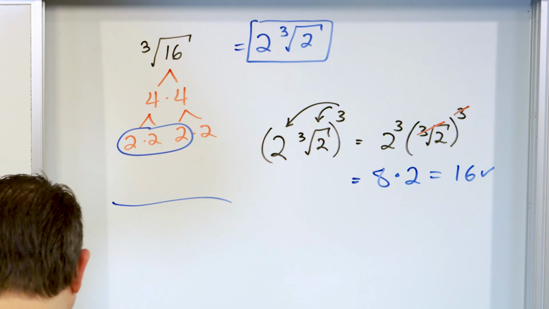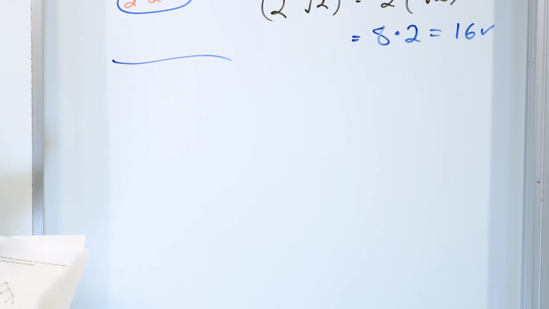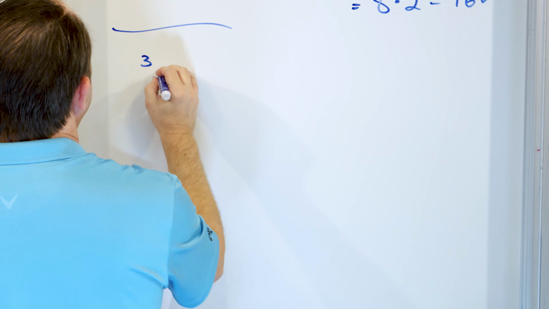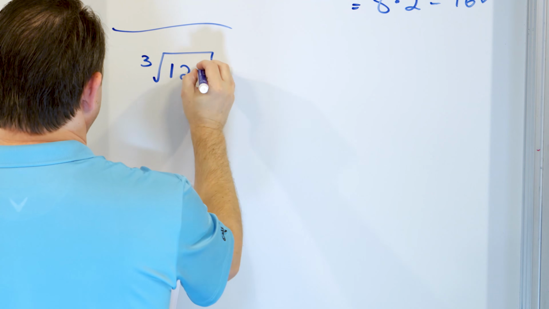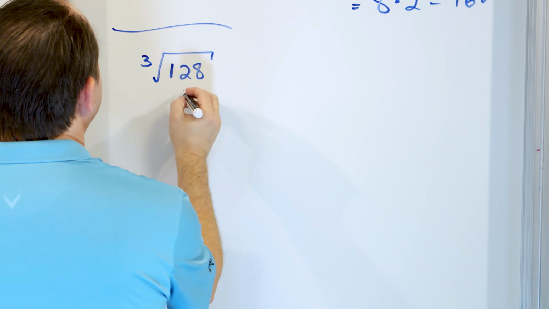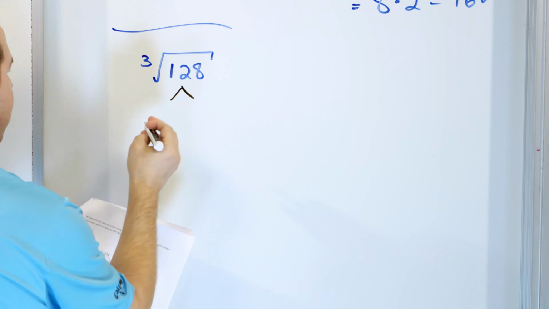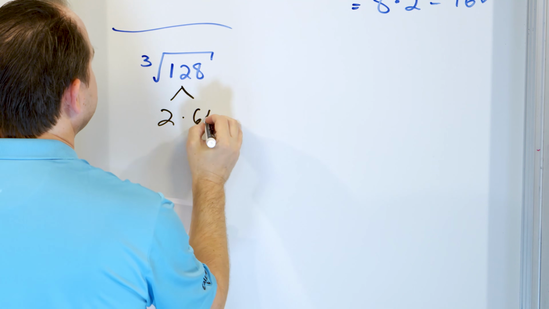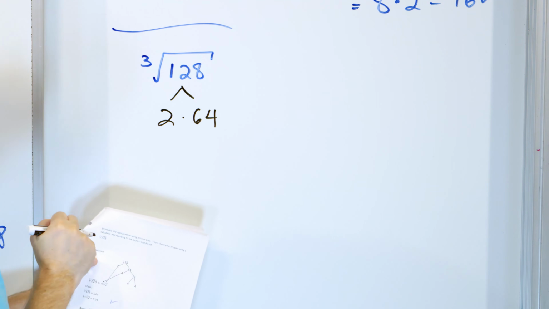All right, here's our last problem. Cube root of 128. Now, 128. What times what is 128? I happen to know that 2 times 64 is 128. You might not. That's okay.